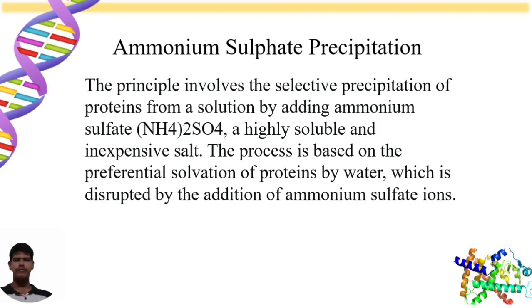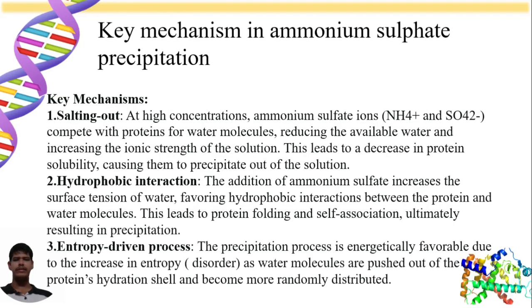Firstly, we have performed ammonium sulfate precipitation. Ammonium sulfate precipitation is a selective precipitation of proteins. The key mechanism behind this is salting out, the hydrophobic interaction between the protein and the water molecules. Since the salt ions also react with the water, the randomness increases. This is a high entropy process.